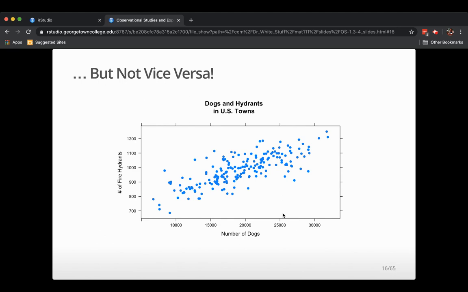And so towns with a large number of dogs tend to have a larger number of fire hydrants in them, and towns with a smaller number of dogs have a smaller number of fire hydrants. So clearly, we've got a positive association here, as we've learned how to say in previous chapters. The two variables, number of dogs and number of fire hydrants in a town, are related, they're associated, but neither one of them causes the other.